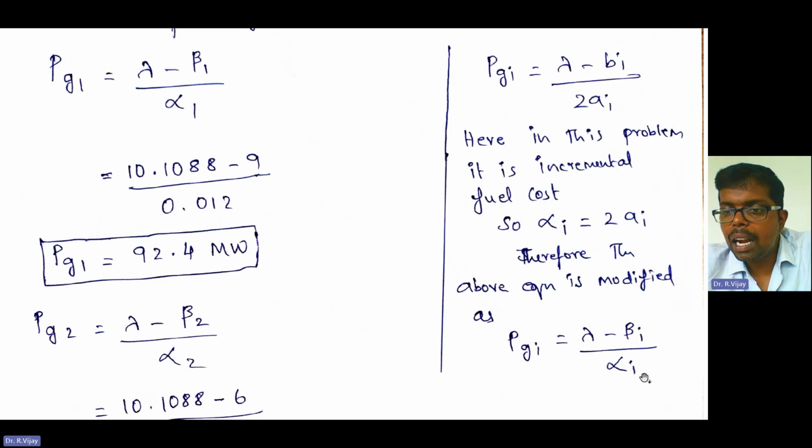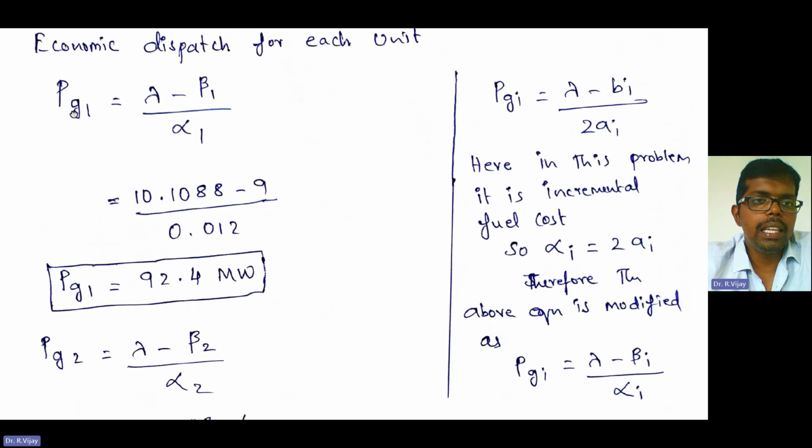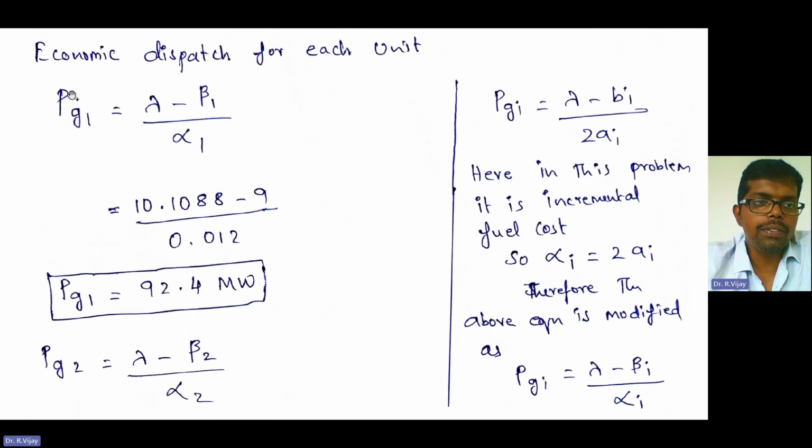So that is the alpha I we have taken. So PGI is equal to lambda minus beta I divided by alpha I. Here, similarly, we need to calculate the economic load dispatch value for the first generating unit. That is PG1 is equal to lambda minus beta 1 divided by alpha 1.